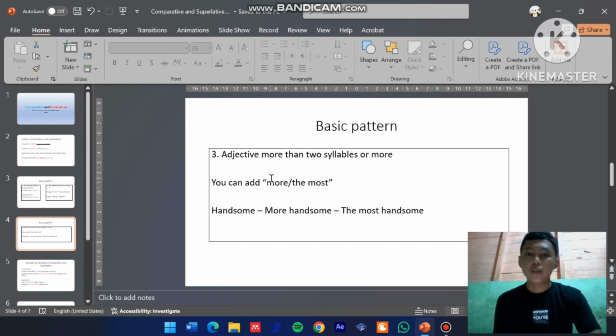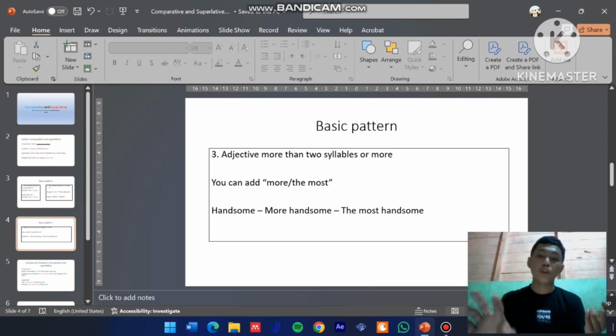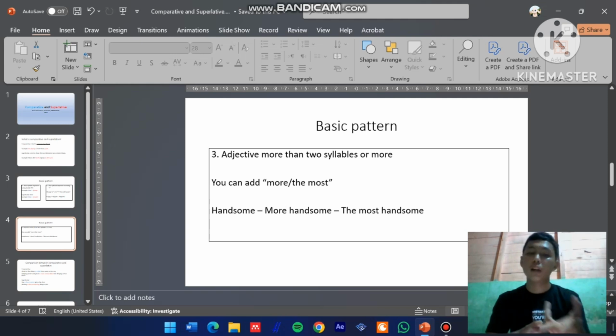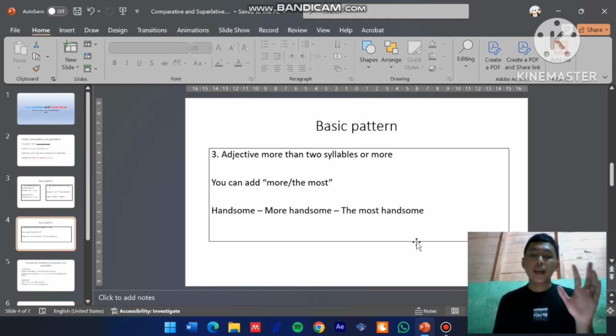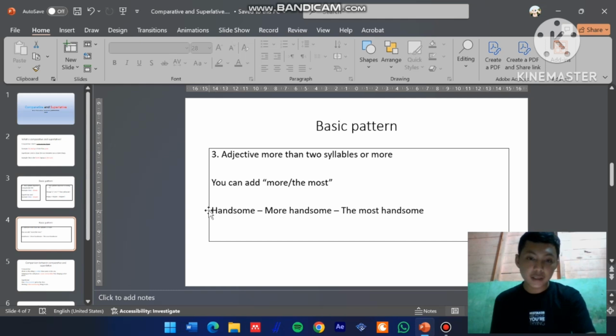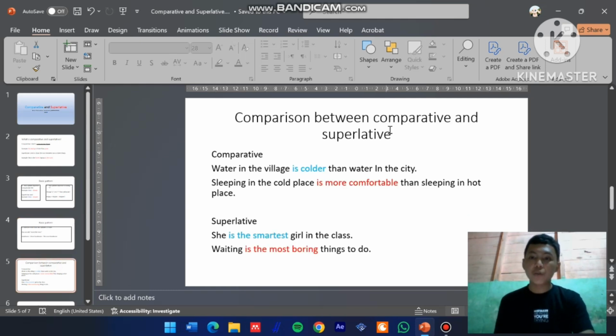Next, this is also a basic pattern. For adjectives of two syllables or more, you can add more or the most. Let's see the example. Handsome. It's not more than two syllables, it's two syllables. So if you find an adjective that has two syllables or more, you can make it like this: handsome, more handsome, the most handsome.